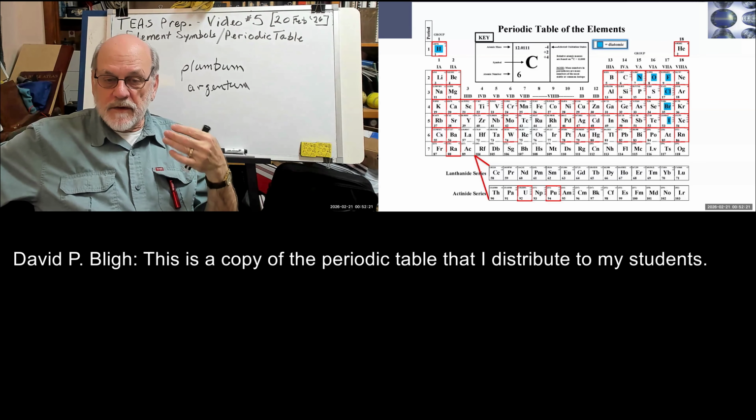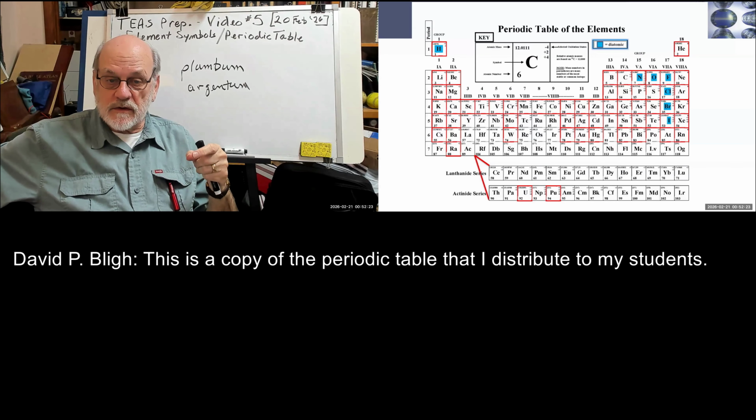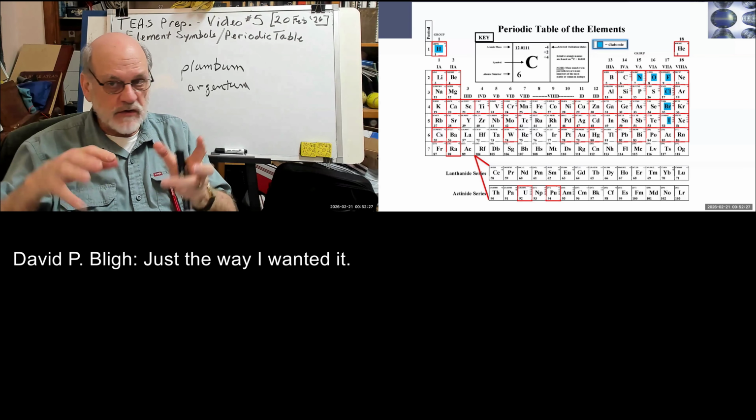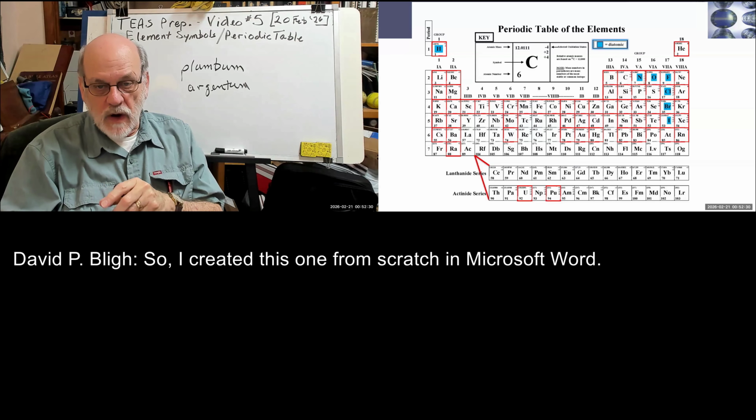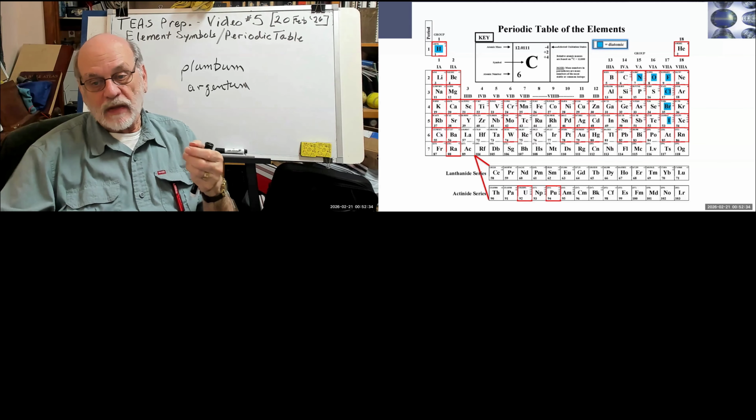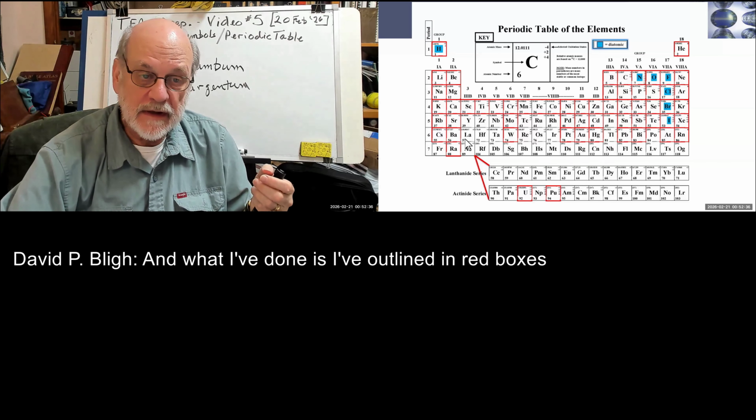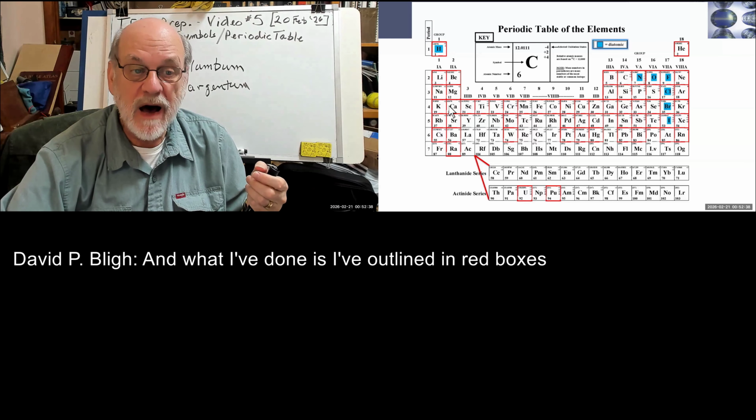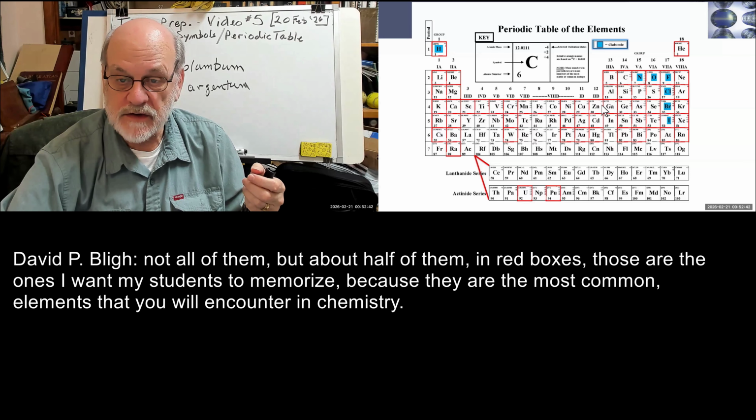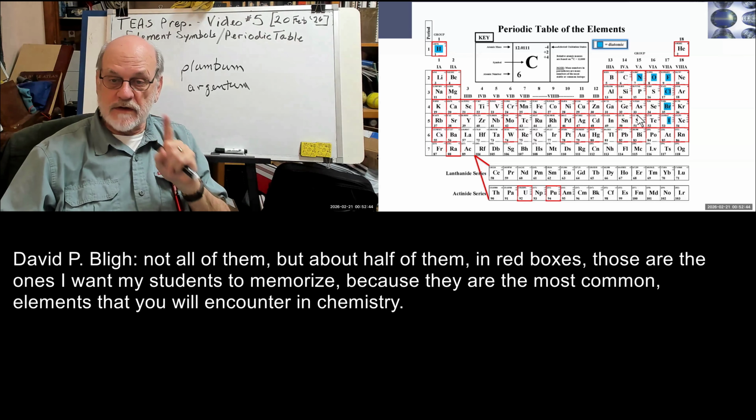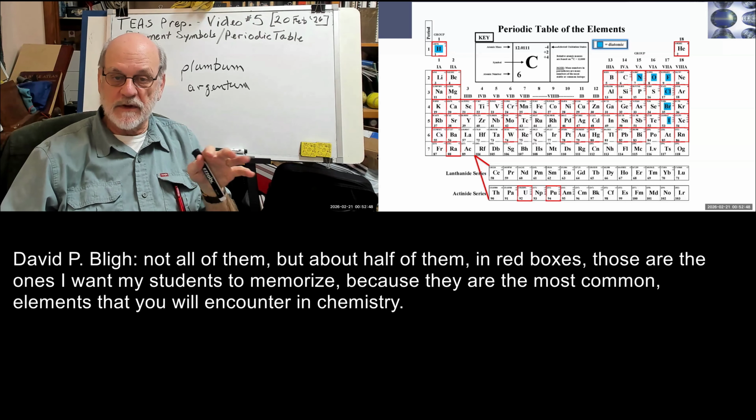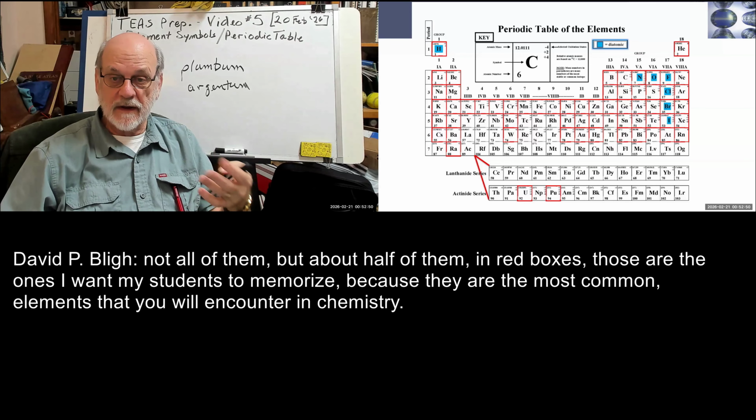This is a copy of the periodic table that I distribute to my students. I couldn't find one that was just the way I wanted it, so I created this one from scratch in Microsoft Word. And what I've done is I've outlined in red boxes, not all of them, but about half of them. Those are the ones I want my students to memorize because they are the most common elements that you will encounter in chemistry.